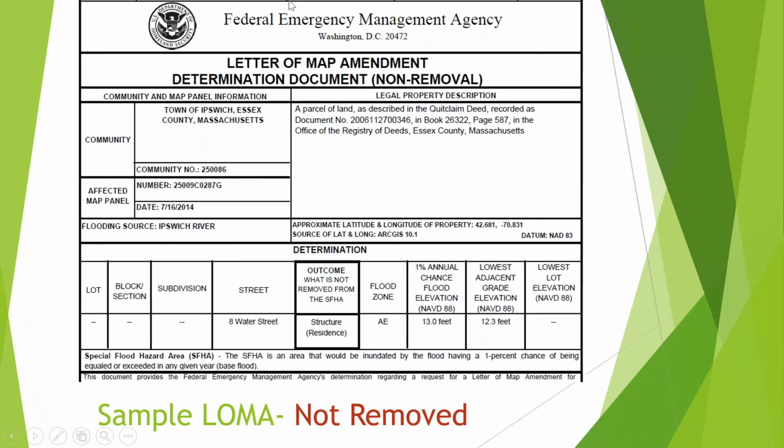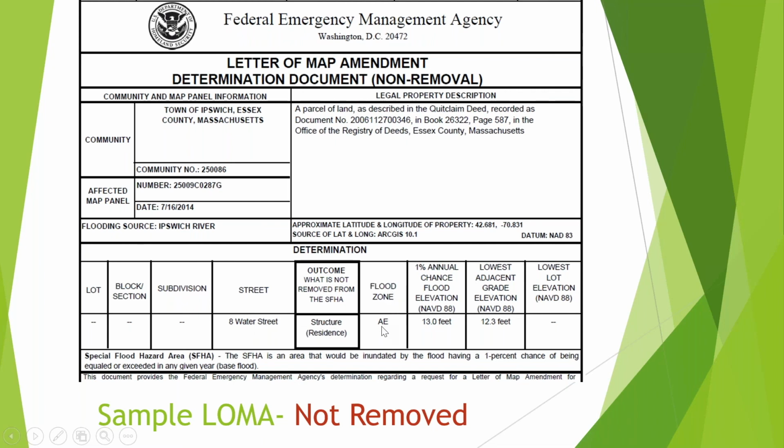But now here's one where it's not removed. Letter of map amendment up here at the top, determination document, non-removal, right here in big letters, and then determination outcome. What is not removed from the special flood hazard area? The structure or residence at 8 Water Street.